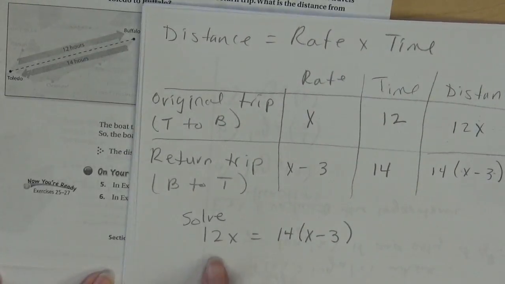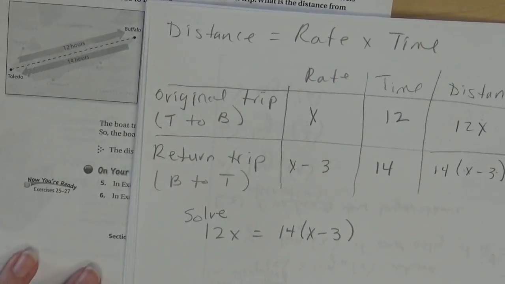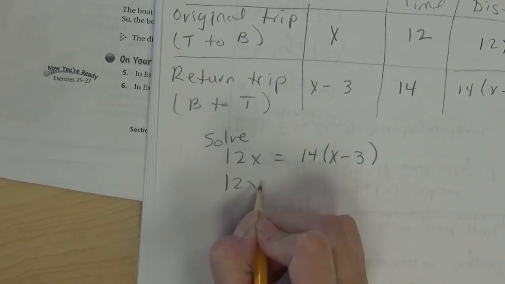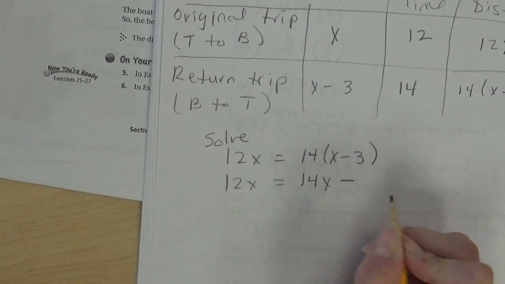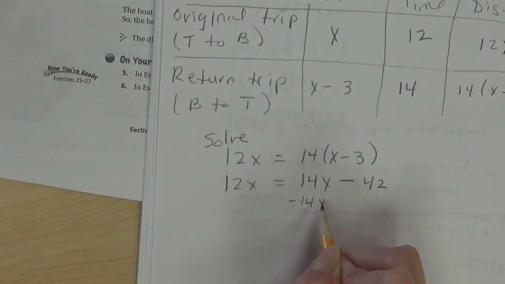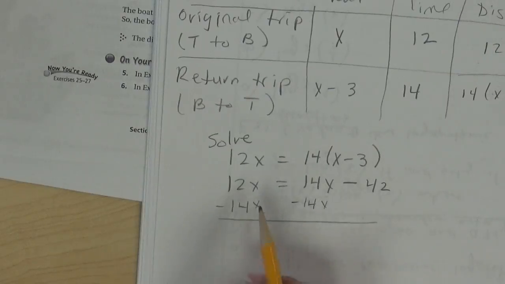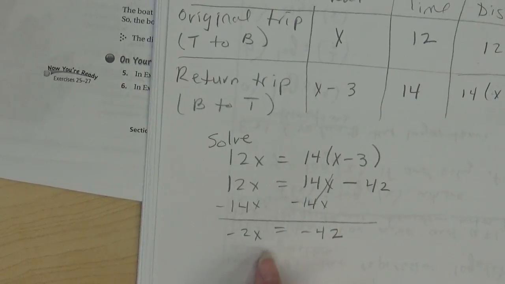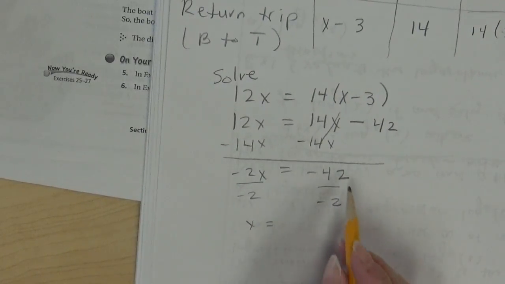Okay? If we solve this for x, we'll be able to answer the question. Now, I know that I can distribute 14 on this side, so I've got 12x equals 14x minus 14 times 3 is, what, 42. Okay, I can subtract 14x on both sides. So I have negative 2x equals negative 42. And then I can divide both sides by negative 2. And that gives me 1x equals positive 21. So I got x equal 21.